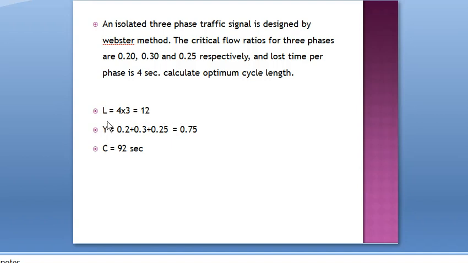Next step, we have to calculate the critical flow ratio. Here the critical flow ratios for the three phases are y1 is 0.2, y2 is 0.3 and y3 is 0.25. Therefore, adding these three values, we get the critical flow ratio y as 0.75. By substituting these values in the equation for optimum cycle length, we get the answer: 1.5 into 12 plus 5 divided by 1 minus 0.75 is equal to 92 seconds. This is the simplest problem.